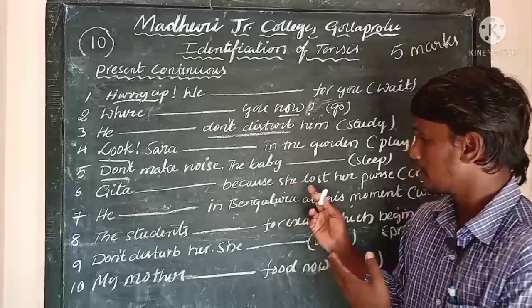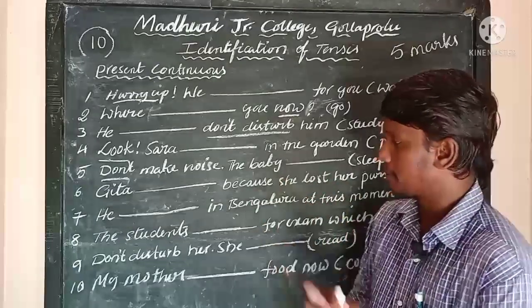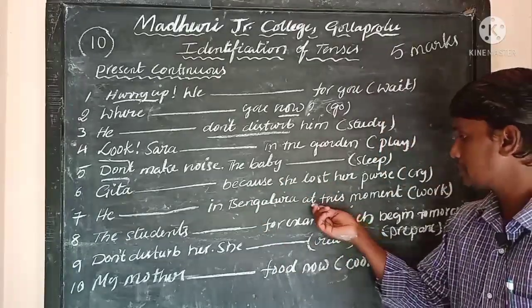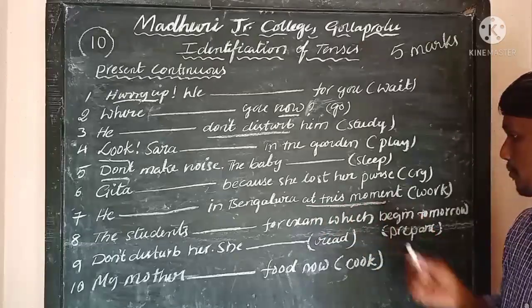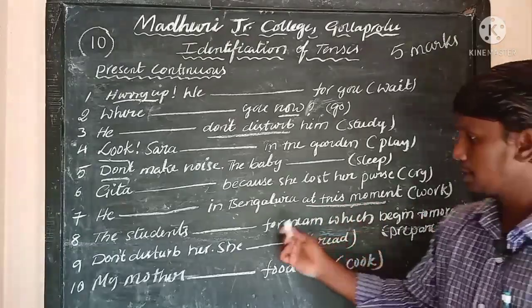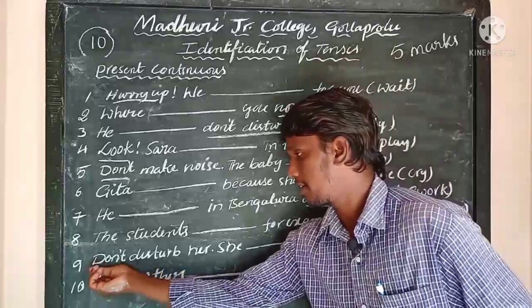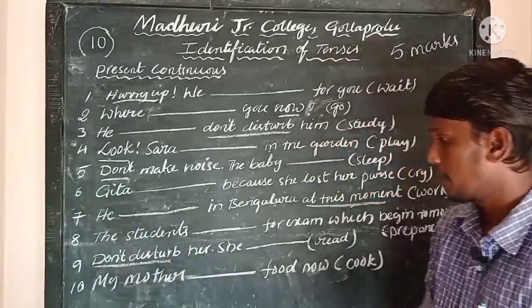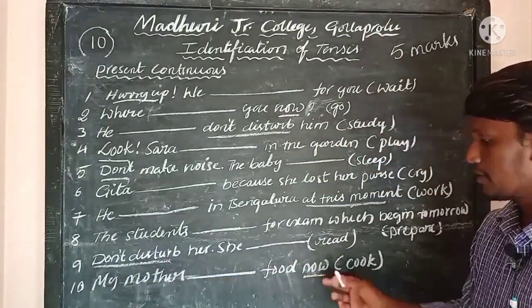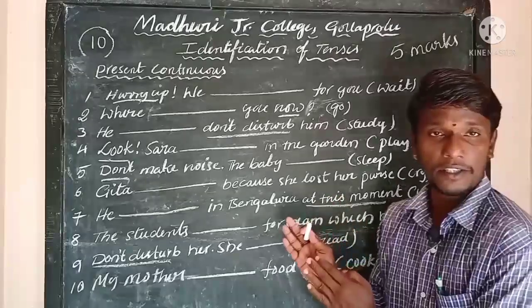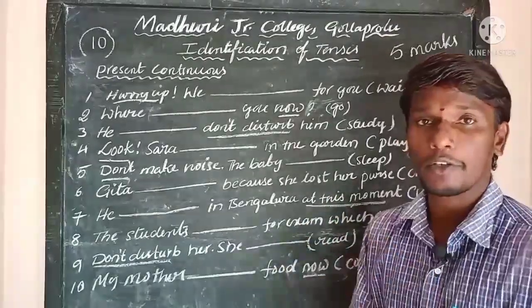The action is happening at the time of speaking. And now, at this moment, for examinations, and don't disturb. My mother now, right? So these are some indications to identify the present continuous tenses.